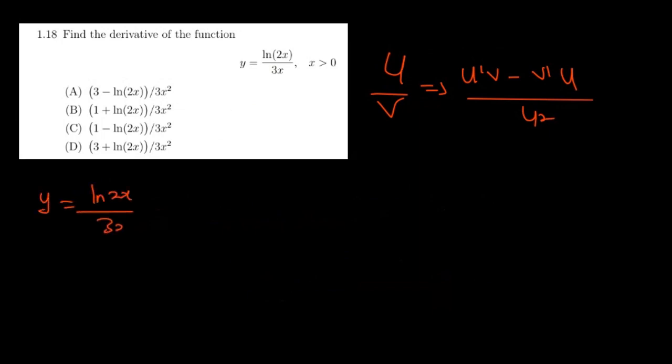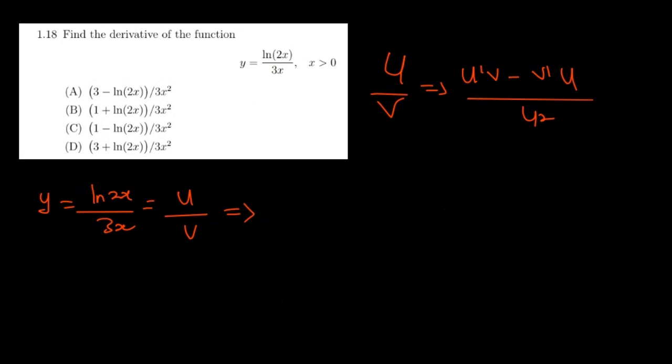Alright, question 18. Here we are using the quotient rule. So the quotient rule says if I have u over v, then the derivative will just be u prime v minus v prime u, divided by v squared. So y is equal to ln 2x over 3x. Let this be my u, this one be my v. So I'll first differentiate the u.